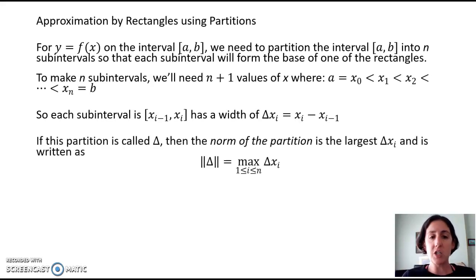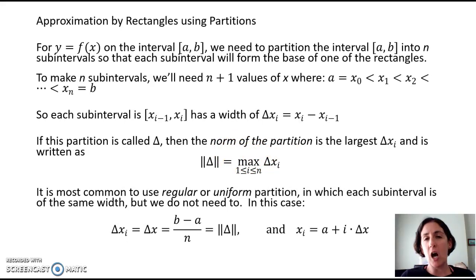So if the partition is called delta, that's what we typically call a partition, we give it the name delta, then what we refer to as the norm of the partition is going to be the largest delta x_i, the largest of the differences or the widths of these intervals. And this is how we mathematically write it. The norm looks kind of like absolute value twice. That's called the norm of the partition. And again, it's the maximum of all your delta x_i's.